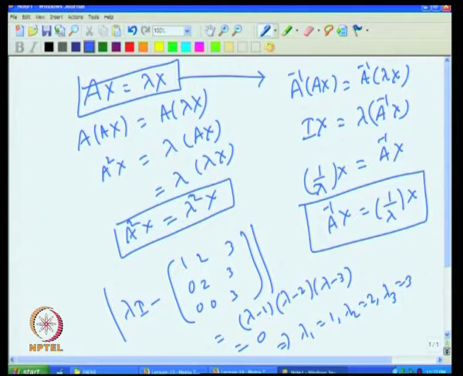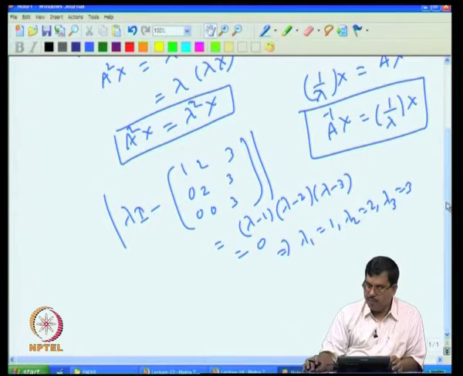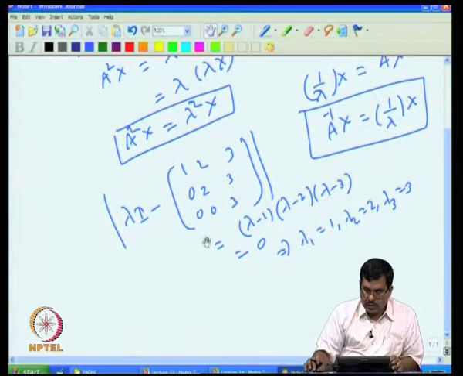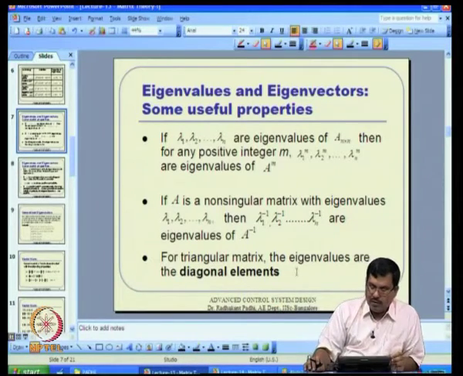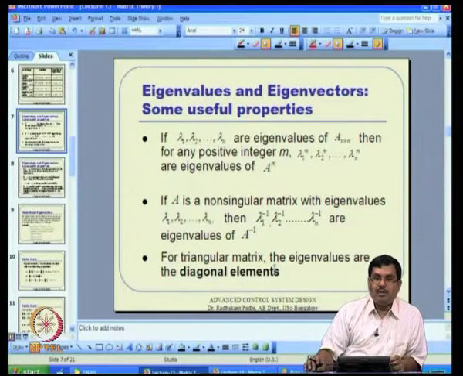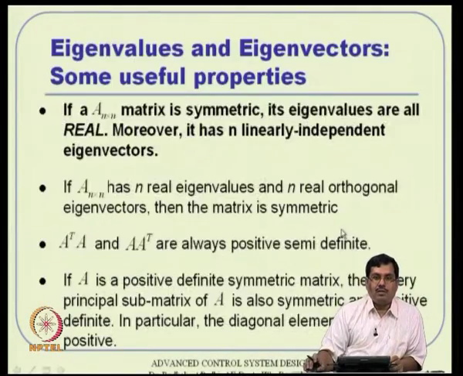In the characteristic equation only the diagonal elements will pop up, other things will not appear. So, that is why it is more powerful actually. Anyway, that is the result which tells that for a triangular matrix the eigenvalues are the diagonal elements, and it is very clear that a diagonal matrix is also a triangular matrix, and hence for a diagonal matrix the eigenvalues are nothing but the diagonal elements actually.